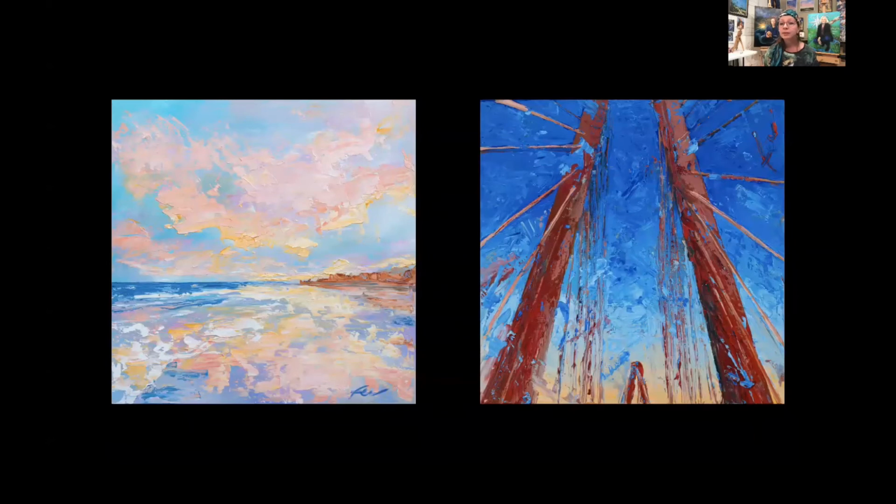Here you have symmetry again, and the symmetry on the first one on the left is from reflection. So you have the sky reflecting on the water. And on the one on the side, it's a bridge, and you're going right through the bridge, so the symmetry is on the sides.